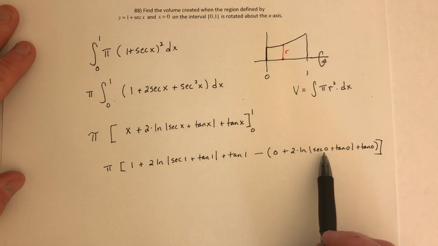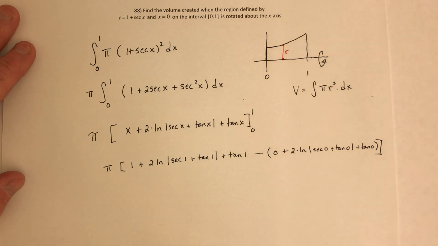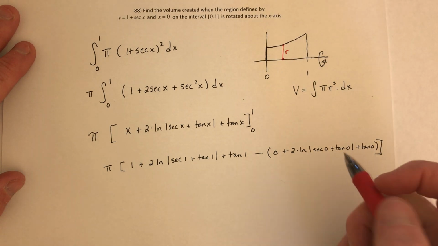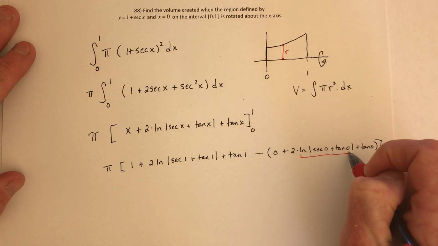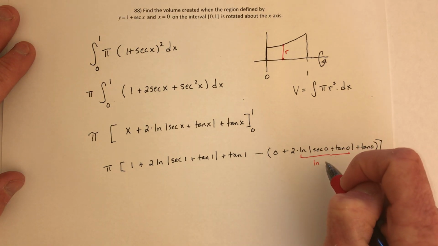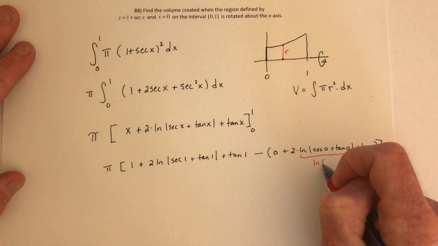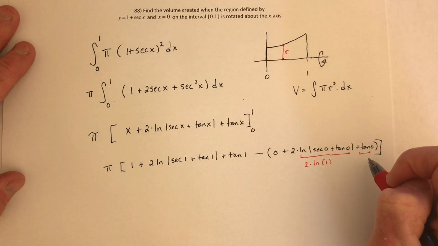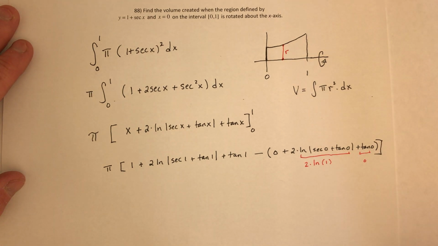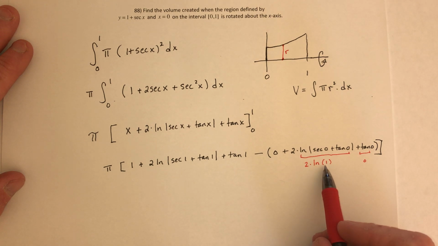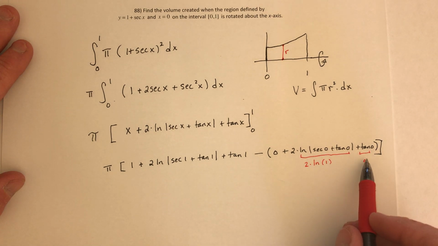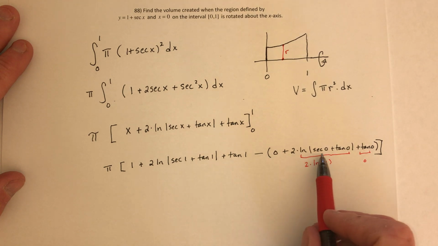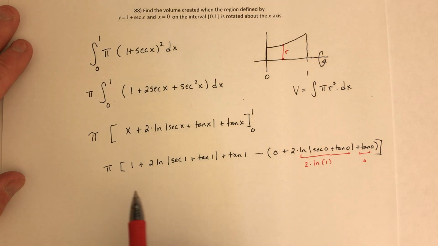Secant of 0, well, cosine of 0 is 1. So secant of 0 is 1 over that, so it's 1. And then tangent of 0 is 0. So that means that this part right here is going to become natural log of 1. And tangent of 0 is 0. Natural log of 1 is 0, which means this part is 0, that's 0, and that's 0. So actually all of this does not contribute to the answer. We only need this part.